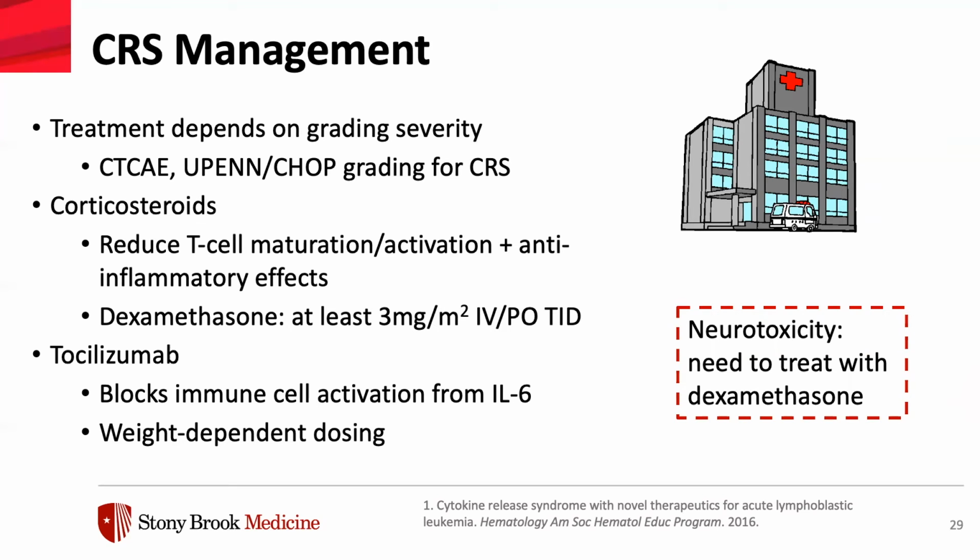And since the immune system's going on overdrive, the best way to treat it is to try to suppress the immune system. So that's why we have our corticosteroids to help reduce this T cell activation and anti-inflammatory effects. We may also use tocilizumab, which helps block the immune cell activation from interleukin-6. And interleukin-6 is one of those big culprits in cytokine release syndrome that really does invoke very strong inflammatory responses. However, if the CRS does cross the blood-brain barrier and affect the CNS with those neurotoxicities, we do need to treat with dexamethasone because tocilizumab does not cross the blood-brain barrier.